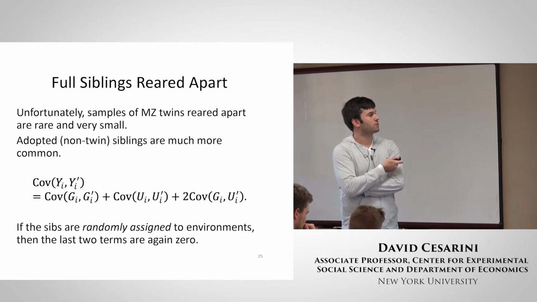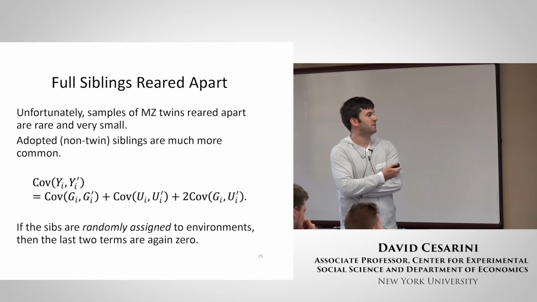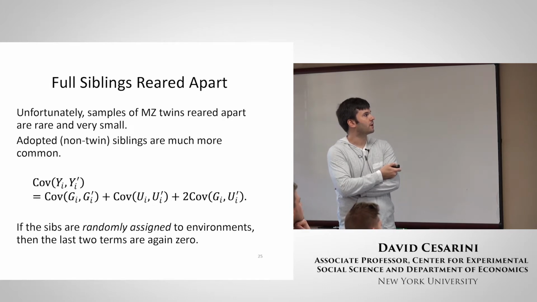So what does the moment condition look like in that case? Well, again, very generally, it looks like this. But now, suppose that you have adoptees who are randomly assigned to environments, then these terms are going to vanish. Sorry, I think this is a typo. Let me see where we're going with this. So there's a typo here.